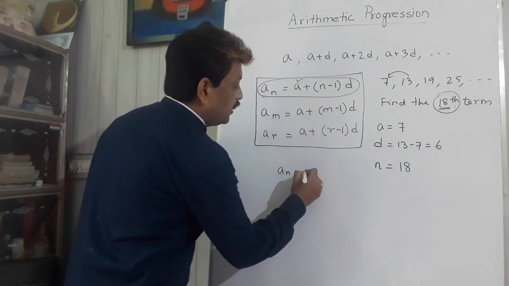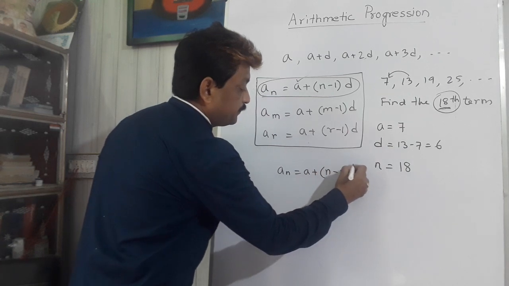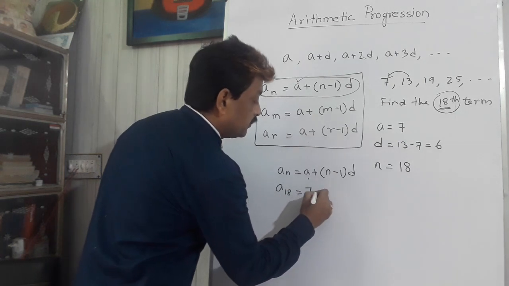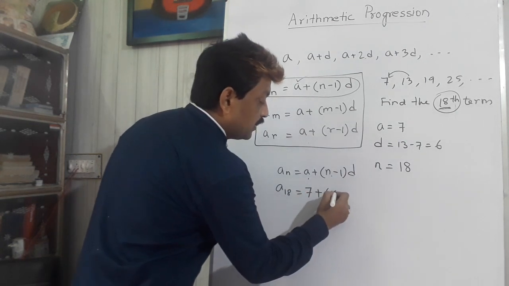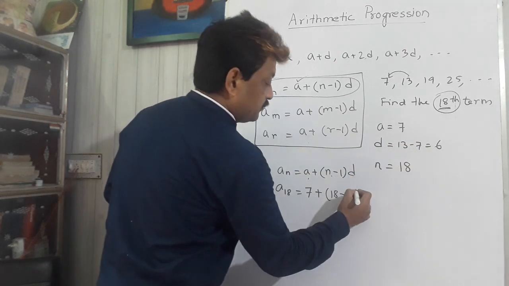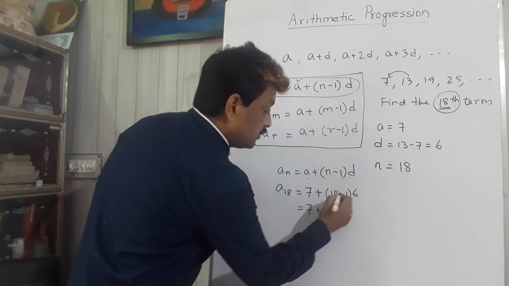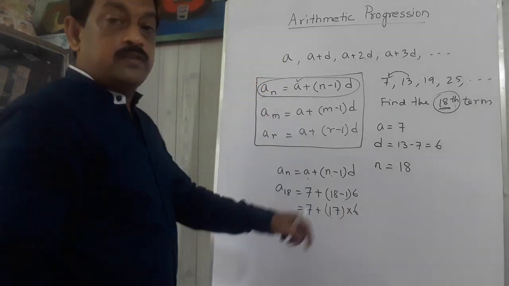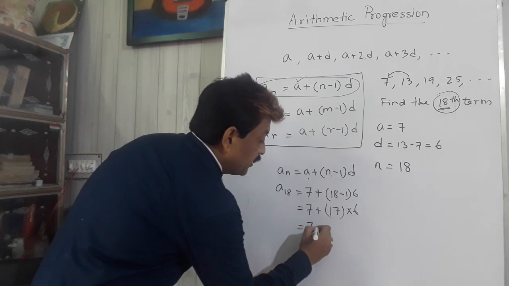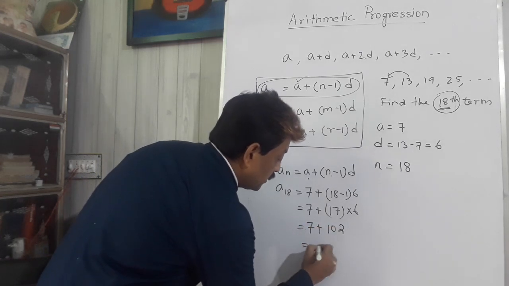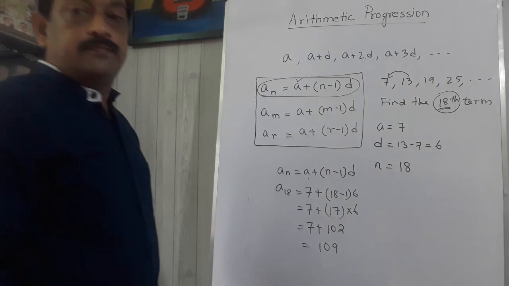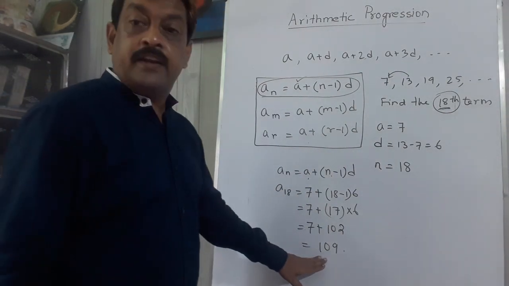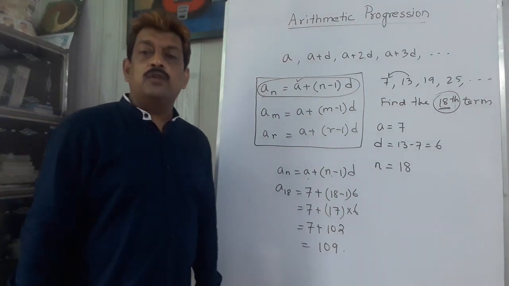So an equals a plus n minus 1 d, or a18 equals a, which is 7, plus n, which is 18, minus 1, times d, which is 6. So it is 7 plus 17 into 6. 17 into 6 is 102. So 7 plus 102, that is 109, is the answer. So therefore the 18th term is 109. Hope you have understood how to find it.